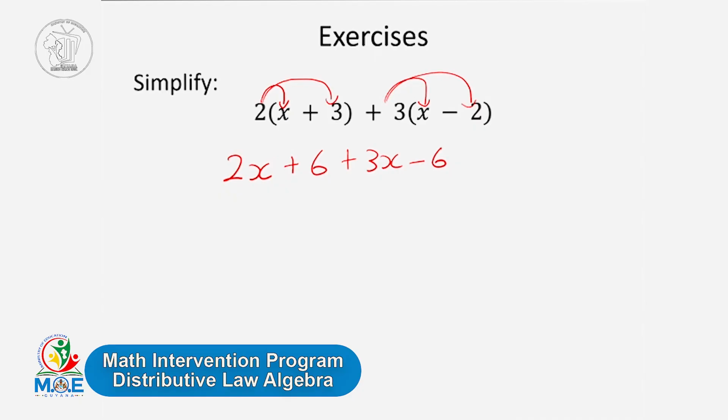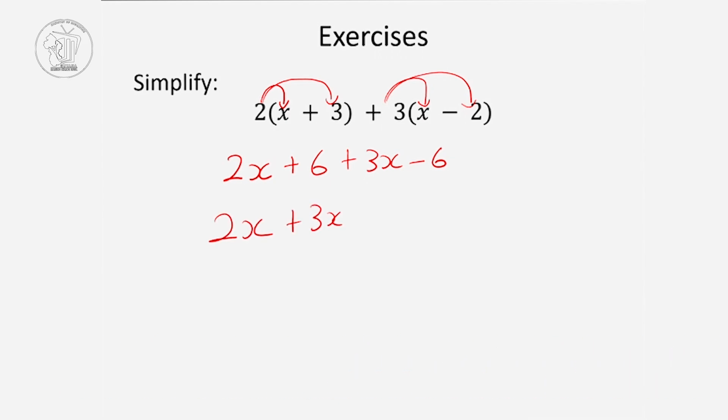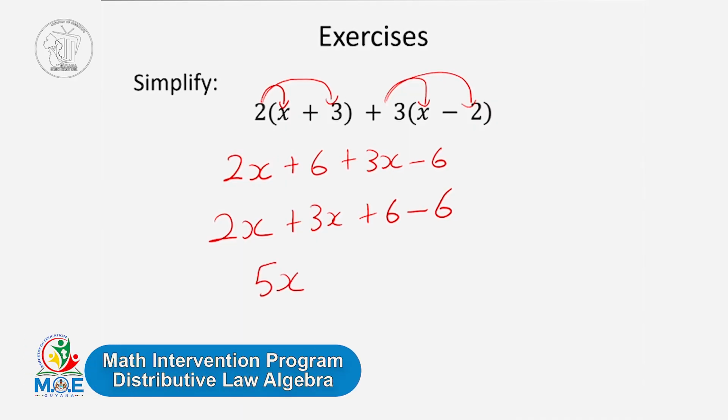Then I put the like terms together. So this will be 2x. And I put the 3x together here. So this will be plus 3x plus 6. Subtract 6. So 2x plus 3x will give me 5x. And 6 subtract 6 will give me 0. So the answer is, when I simplify this, I will get 5x.